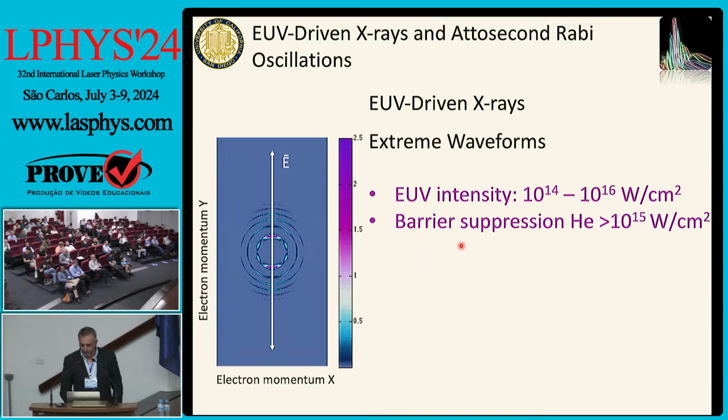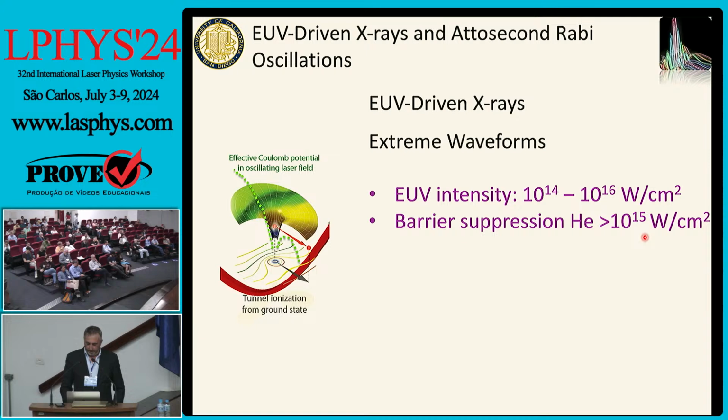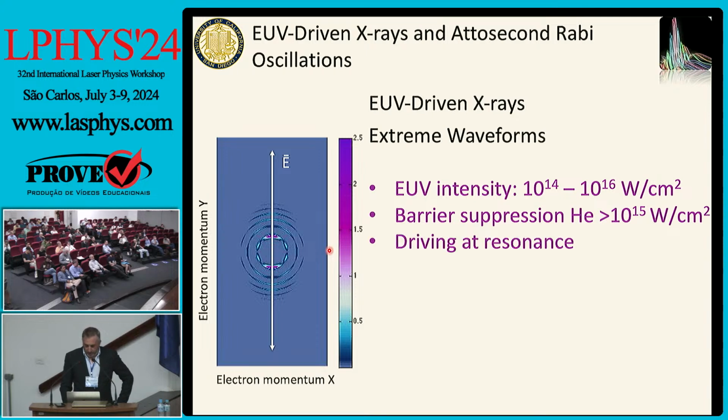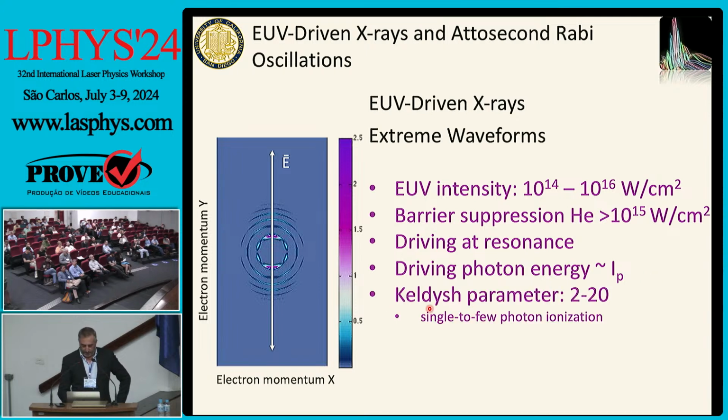So for the experts, this means that we will be above the barrier suppression regime for helium, which is close to 10^15 watts per square centimeter. And in other words, we'll have a barrier which is suppressed such that the electron wave packet can almost freely leak out of the helium target. So we'll be driving this up-conversion at a resonance. And the driving photon energy will be very close to the ionization potential of helium. And again, for the experts, we'll be operating at Keldysh parameters of 2 to 20, which means that we're in the so-called single to few photon ionization regime.